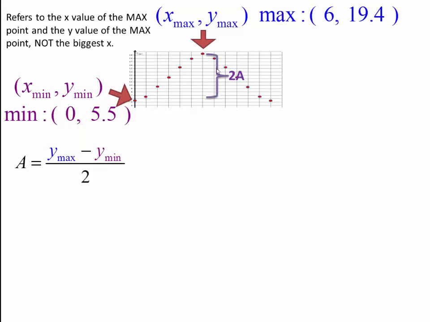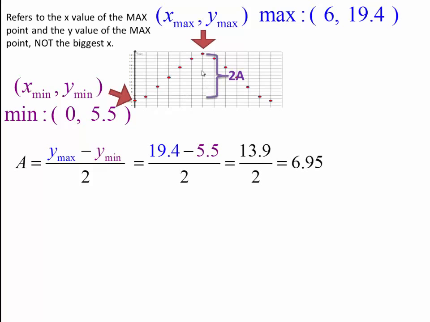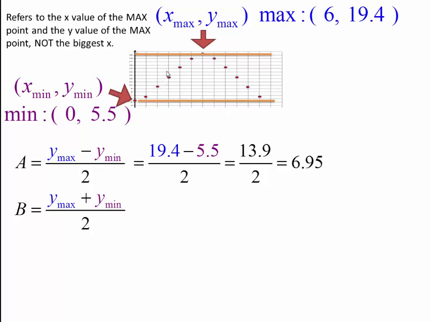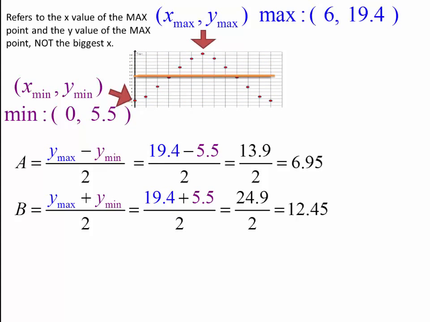That gap is twice A. So if I divide that by 2, I get the actual A above and below the line. Now I need B. B is where my midline is. This is what the whole function has been shifted up as a new central axis. The way I can do that is average the max and the min, bringing them together to find the midpoint line. So this suggests that 12.45 is the midpoint. And if I go 6.95 up from that, I reach my maximum, 19.4. And if I go 6.95 below that, I reach my minimum of 5.5.